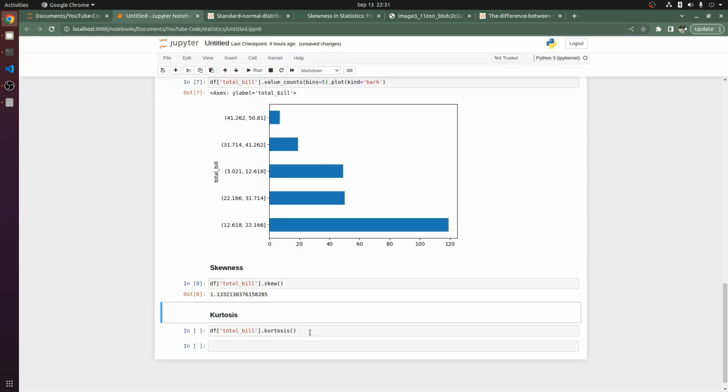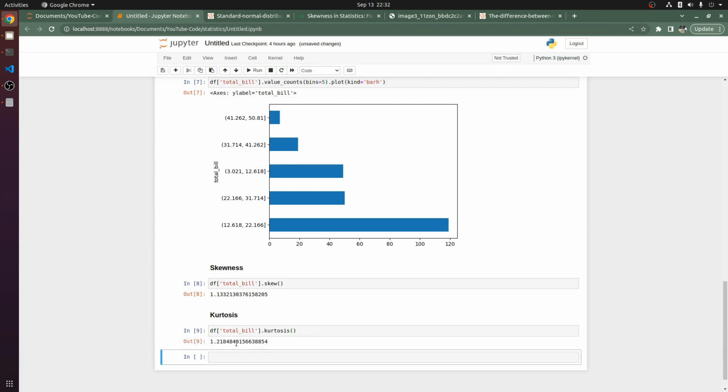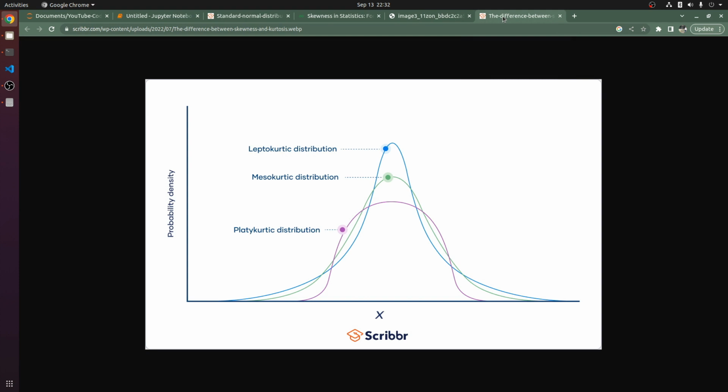Now I will find the kurtosis. It is 1.21. So it is also greater than 0. That means the nature of the distribution is leptokurtic. So whenever it is greater than 0, it is a leptokurtic distribution. When it is equal to 0, it is a mesokurtic distribution. And whenever it is less than 0, it is a platykurtic distribution.